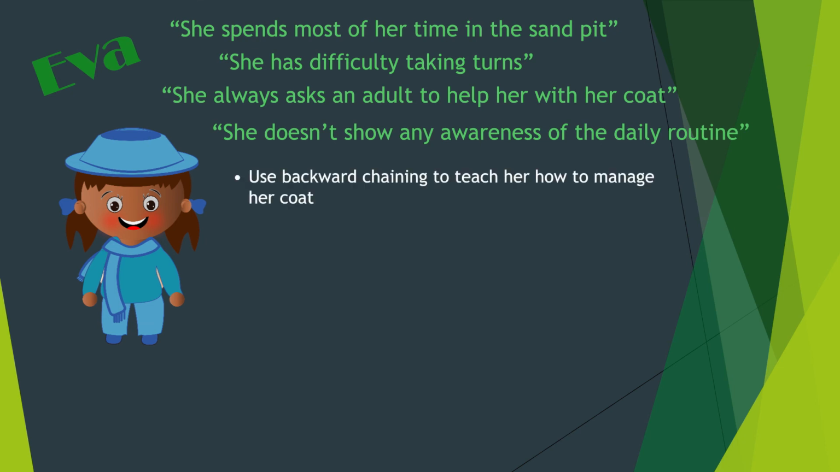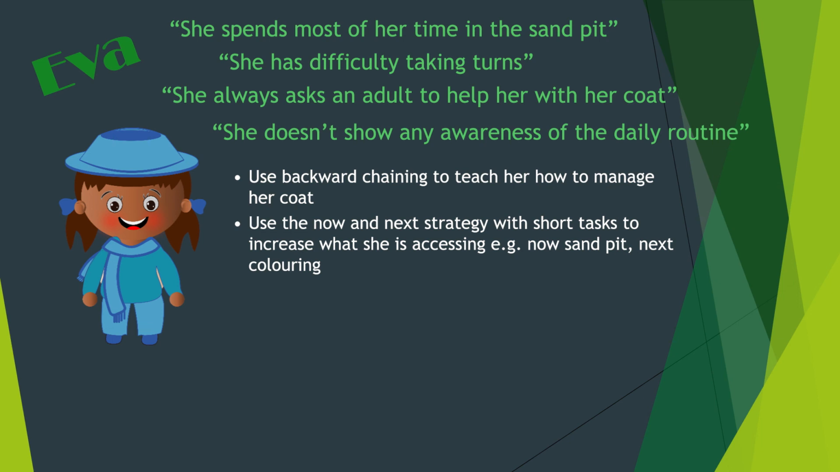Use backward chaining to teach her how to manage her coat, where you teach her the last step first so she achieves success. Use the now and next strategy to increase the number of things she is accessing. For example, now sandpit, next colouring.